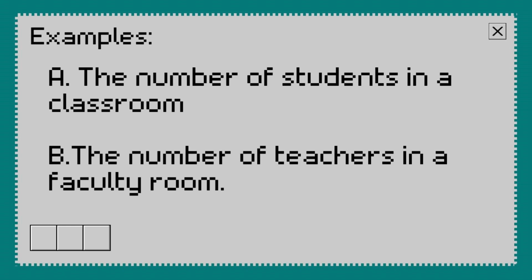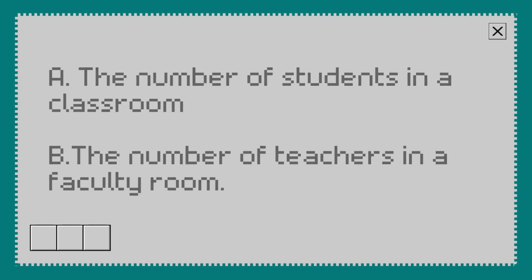Now for our second example, the number of teachers in a faculty room. This example is just the same as our first example, but now we are talking about teachers. So the number of teachers is an example of a discrete random variable. Why? Because teachers are persons. And persons or people, you cannot count them as half, decimal, or in fraction form, which is why it is an example of a discrete random variable.